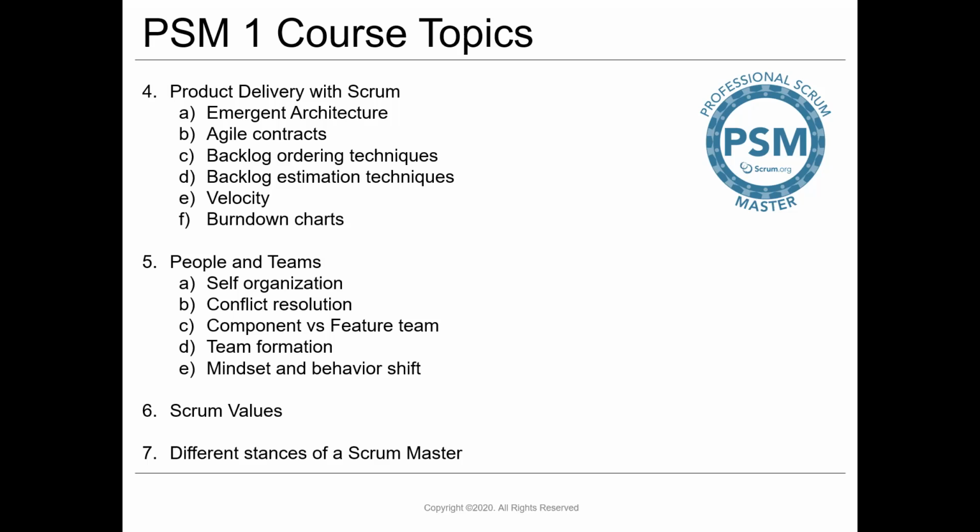Right? And then we move to the people and teams part, which is actually one of the areas where the Scrum Master has to get involved, which includes self-organization, conflict resolution, and talking about different team formations, right? And we do cover the Scrum values as well as the different stances of a Scrum Master: as a coach, as a teacher, as a mentor, as a servant leader, all that stuff. So these are the different topics covered as part of the PSM course.